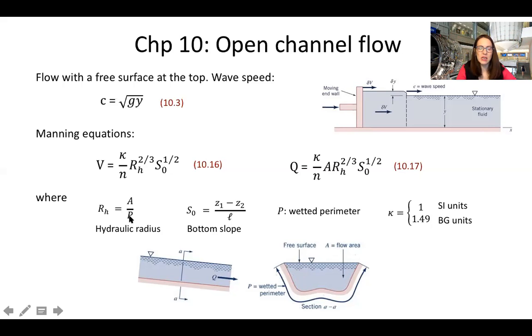So that's P, and then A is just the cross-sectional area, again, of the fluid in the channel. Using those, you just divide them, you can calculate your hydraulic radius. S naught is the bottom slope. So if you have a channel at an incline, just the slope of that, you can take two elevations and divide by the distance between them to get S naught. Often it's just given as part of the problem. You also need that in your Manning equation. All right.